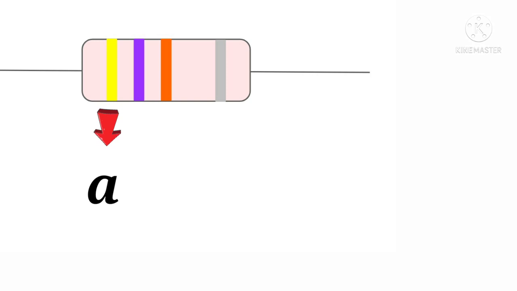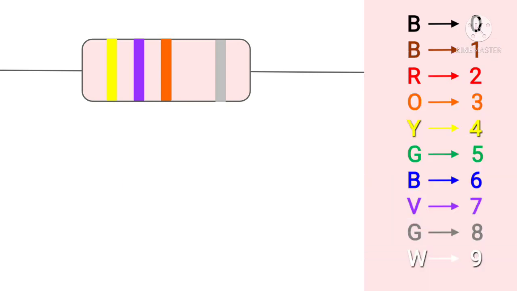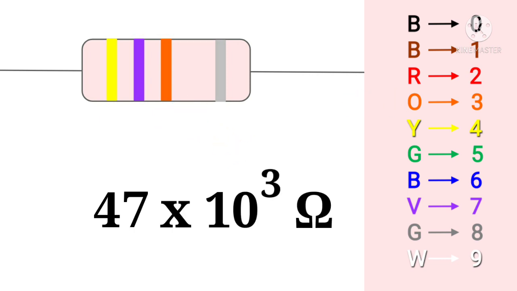Now the first band indicates the first digit of the resistance. The second band indicates the second digit. And the third band indicates 10 to the power. Now here the first band is yellow, that means the first digit is 4. The second band is violet, that means the second digit is 7. And the third band is orange, that means 10 to the power 3. So the resistance is 47 into 10 cube ohms.